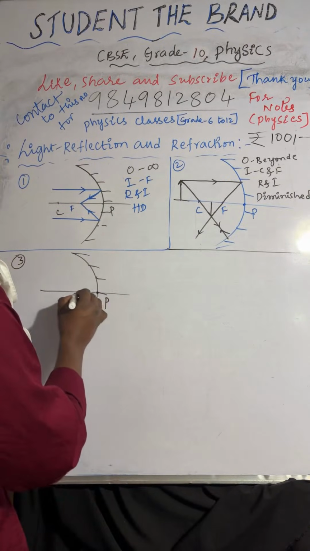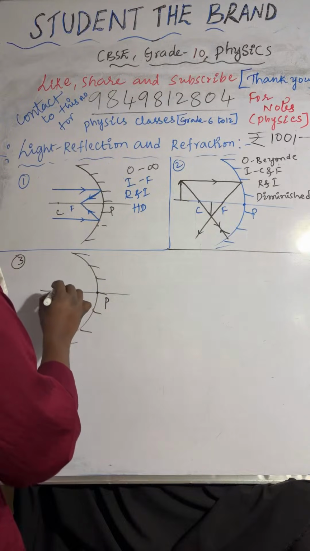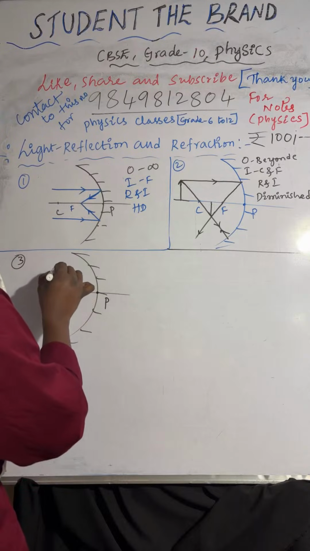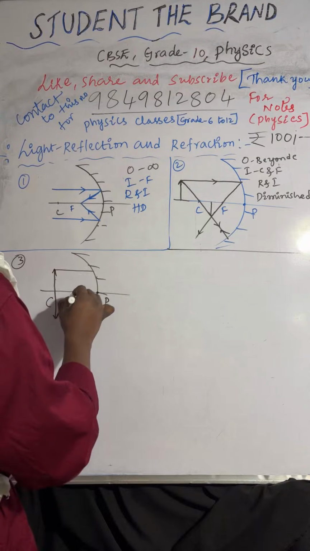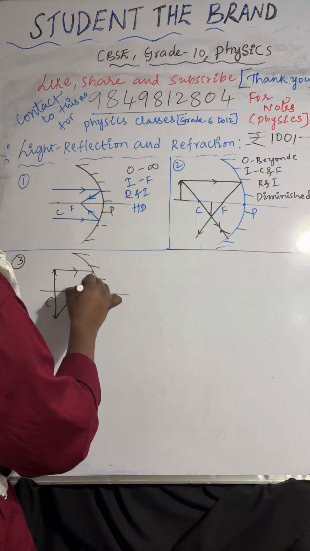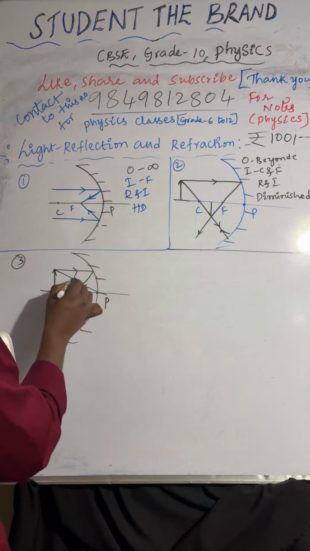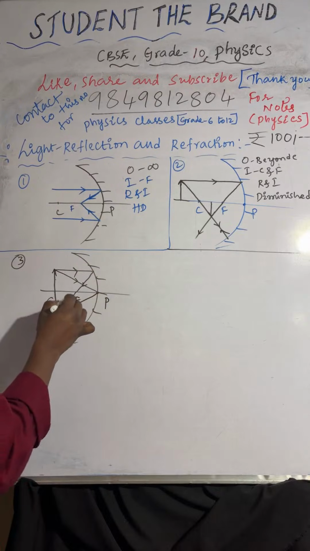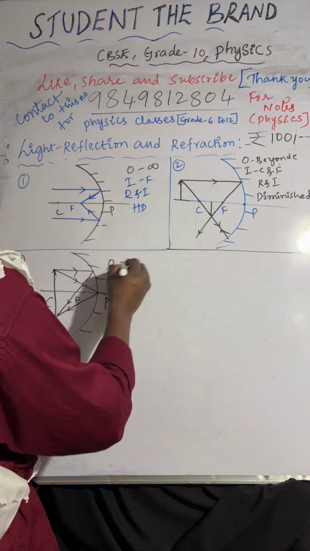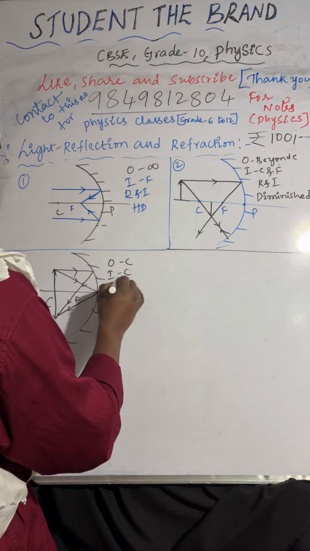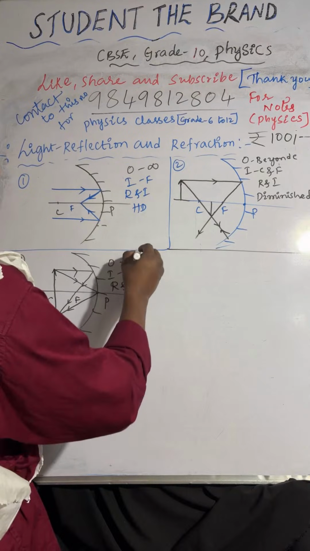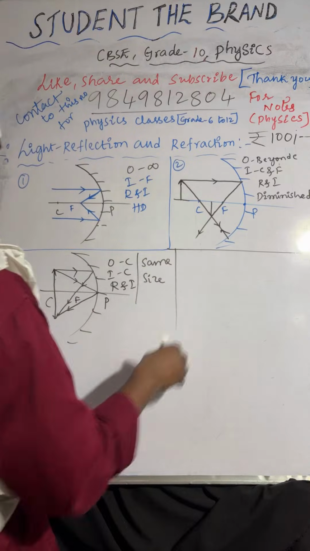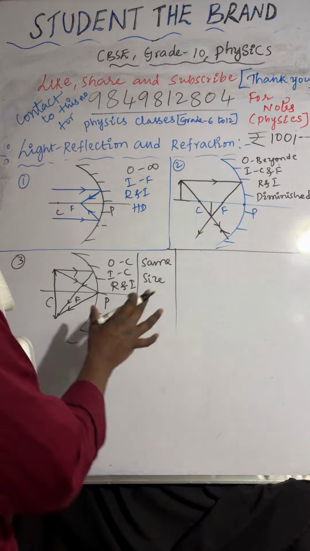And in the third case, object is placed at center of curvature. Image also will form at center of curvature. One light ray I am taking like this, it passes through focus. Another light ray is incident at the pole. Those light rays will meet here at center of curvature. Object is placed at C, image also will form at C. Nature of the image is real and inverted, and size of the image is same size. So this is the third one.